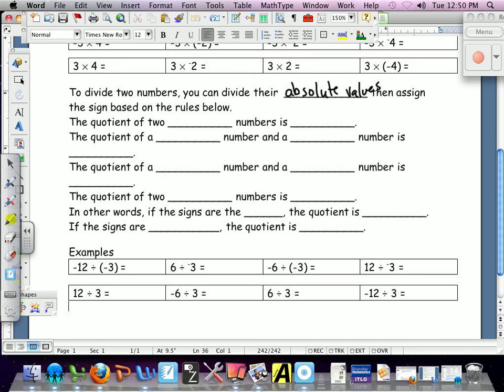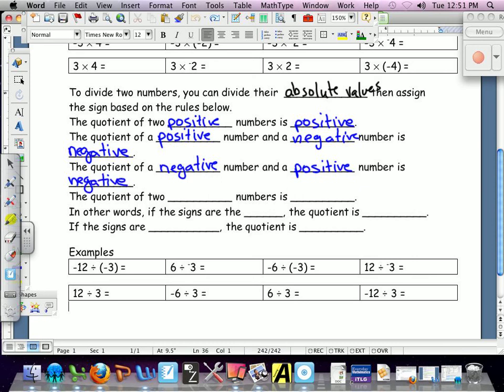So the quotient of two positive numbers is positive, just like it's always been. But the quotient of a positive number and a negative number is going to be negative. The same little fairy tale story kind of thing can work here. Good thing happens to a bad character, that's bad. Quotient of a negative number and a positive number is negative. Bad thing happens to a good character, that's bad. Versus the quotient of two negative numbers is positive. Bad thing happens to that bad character, we think that's good.